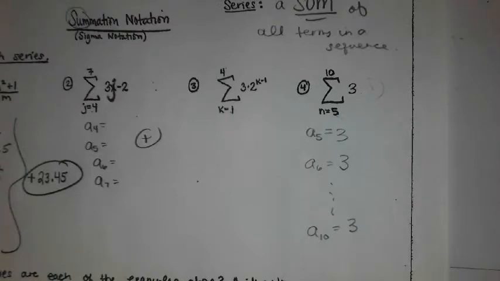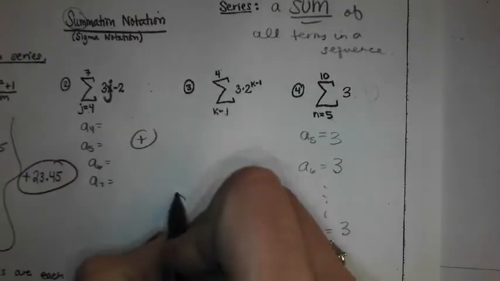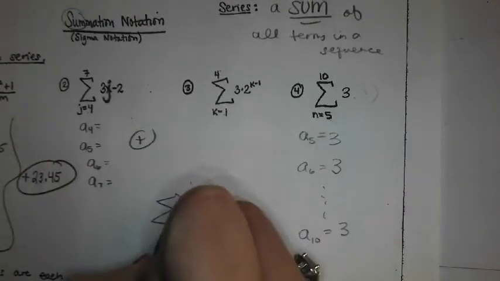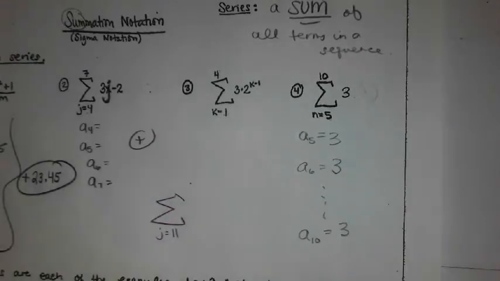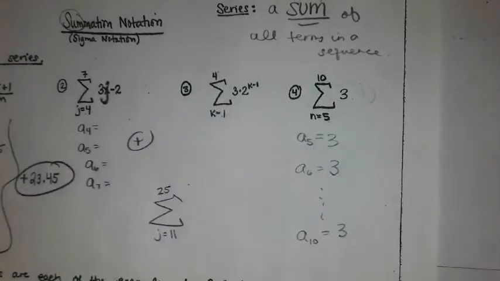If you're plugging in terms 5 through 10, how many plugins is that? 6. Does that make sense? What if you plugged in, just a side question, what if you plugged in from 11 to 25? How many plugins is that?